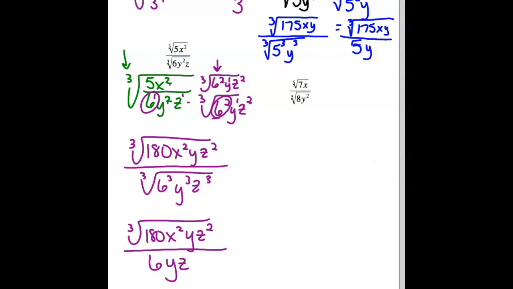All right, let's check what you did. Looking at the 7 and the 8, there are no common factors there that I can reduce out. I have an x in the numerator and a y in the denominator.